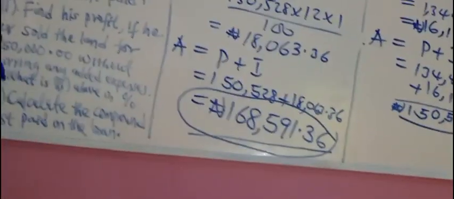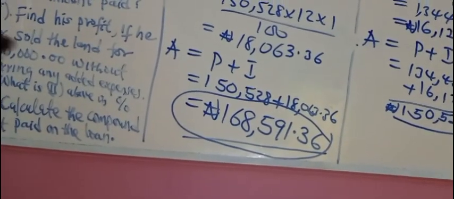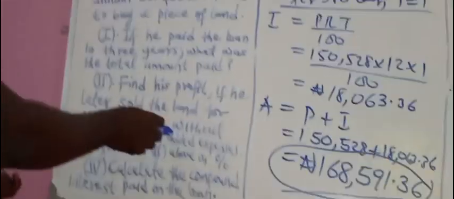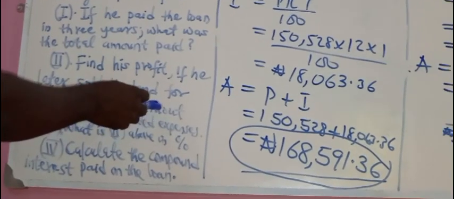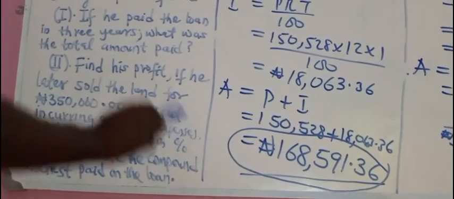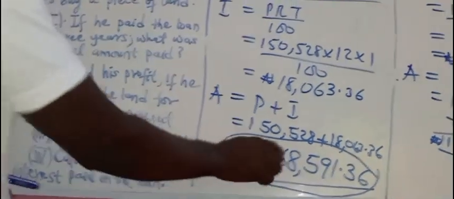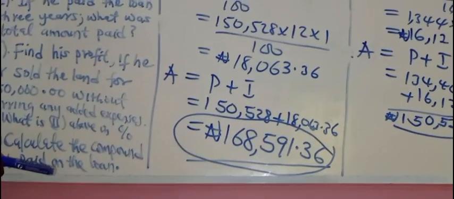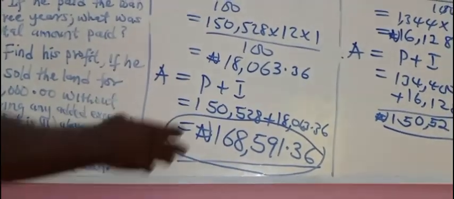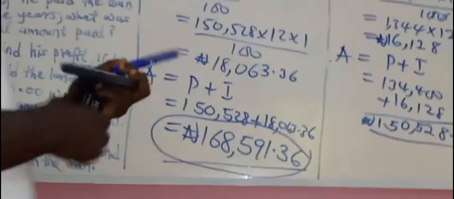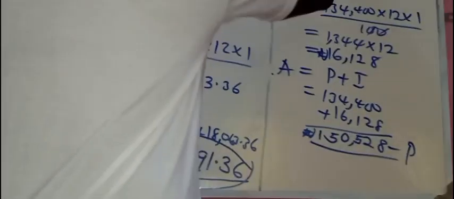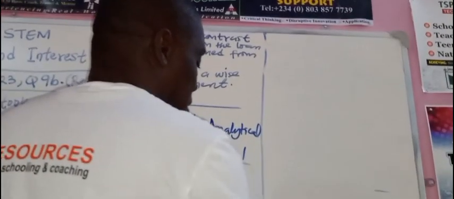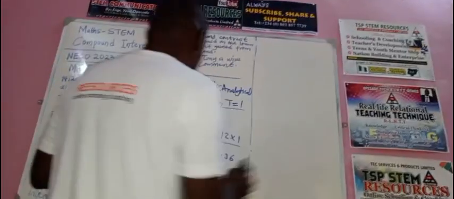Now, the second part of the question says, find his profit if he later sold the land for 350,000 without incurring any added expenses. If you look at this amount he pays, there's already an added expense, which is the interest, because it has been compounded. So now, let's see what they're asking us there. I can clean this now.